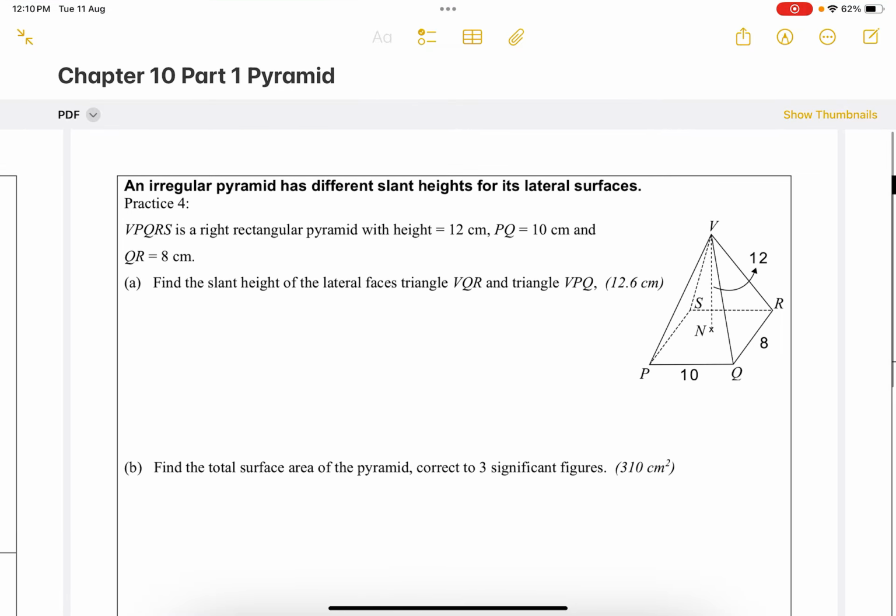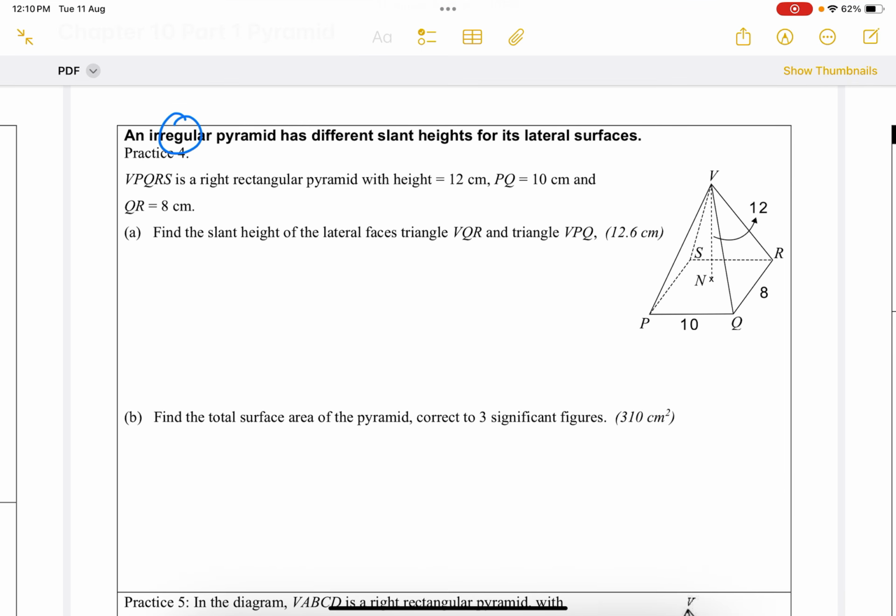This time we have an irregular pyramid. So the base is no longer a square. And as a result, there will be different slant heights for the different lateral surfaces. So an example over here is a rectangular base. No more a square. They gave us the height. The vertical height of this pyramid is 12 centimeters.